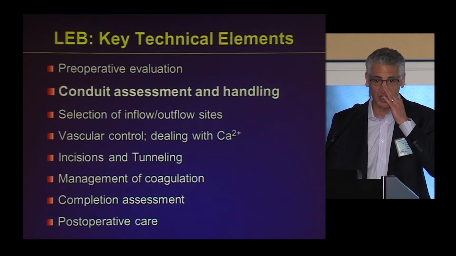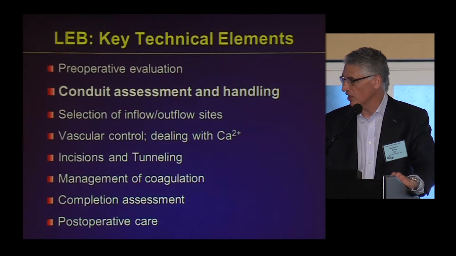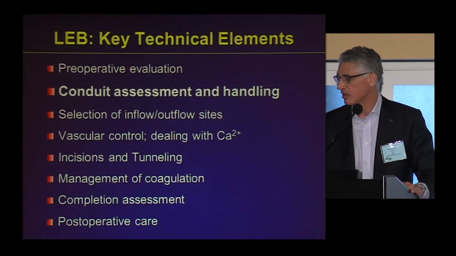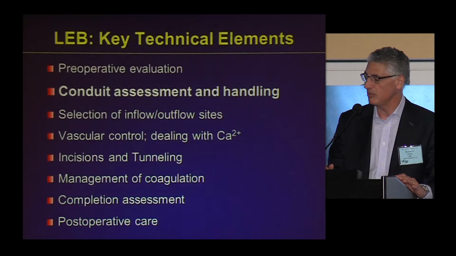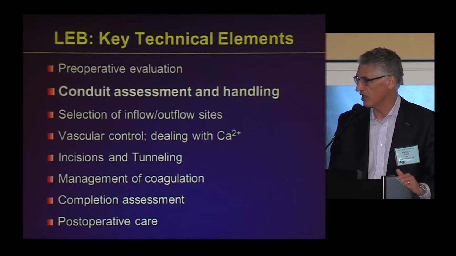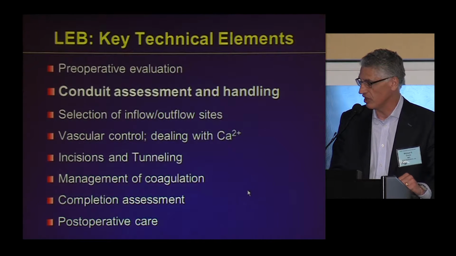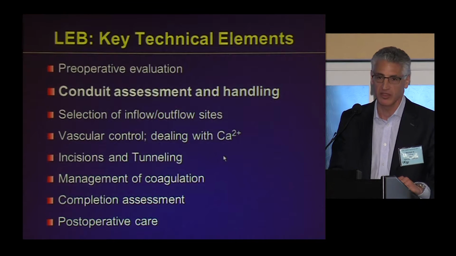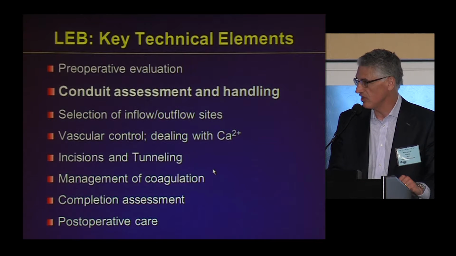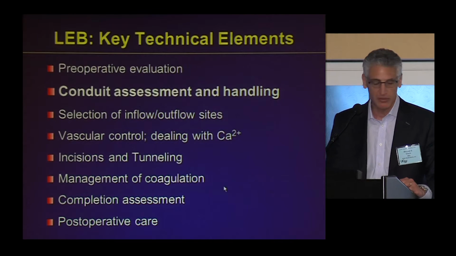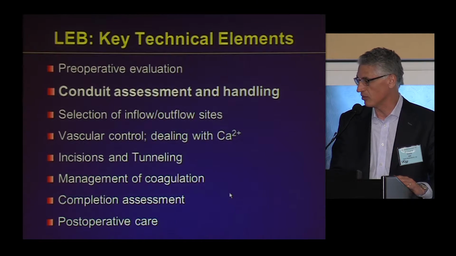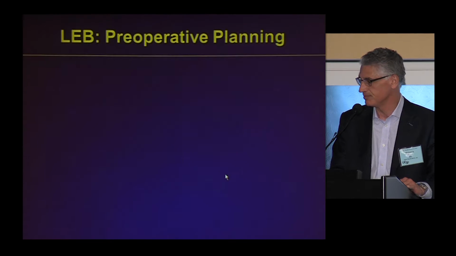So in terms of the key technical elements, again, I want to stress the assessment of the conduit. So preoperative evaluation should always include vein mapping to determine what your sources of vein are, not necessarily to exclude a patient, but to also know where to go if the conduit is not exactly what you expect. Where's the next most likely place to get good vein? Obviously, you need to select your inflow and outflow sites from high-quality angiography. You need to think about vascular control, especially dealing with heavily calcified targets. Incisions and tunneling are critical. We'll talk a little bit about that. Management of coagulation, and then completion assessment and postoperative care. All of these factors play a big role. This one, though, still is the dominant one.